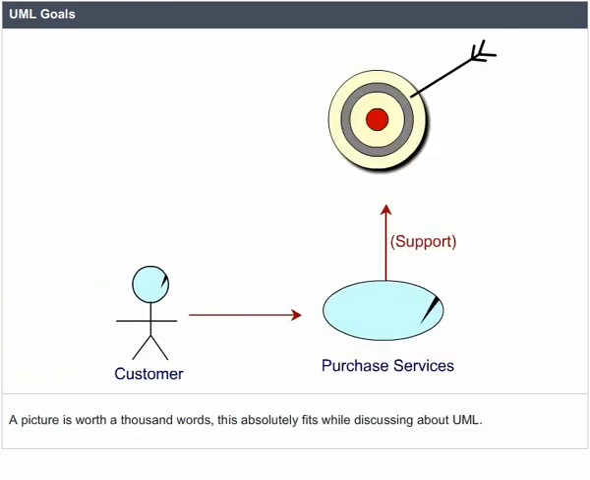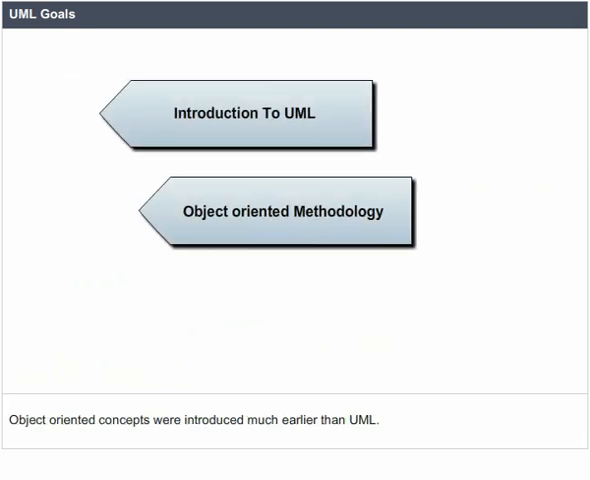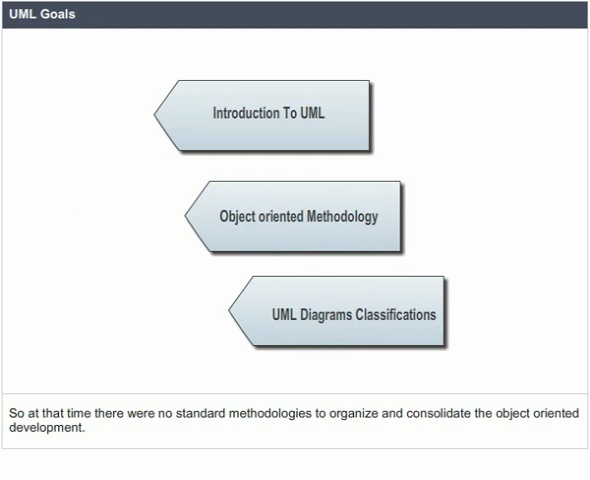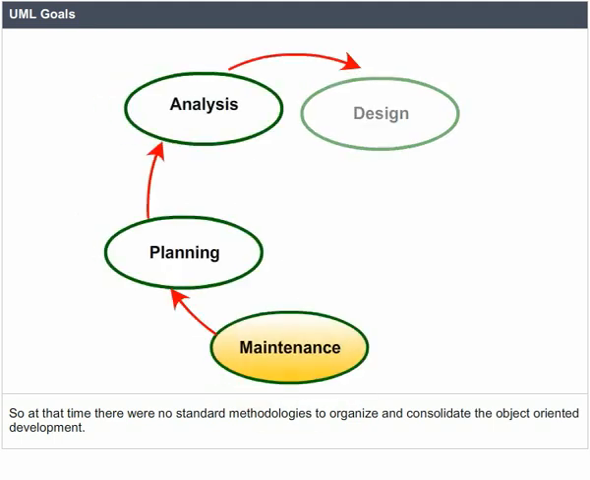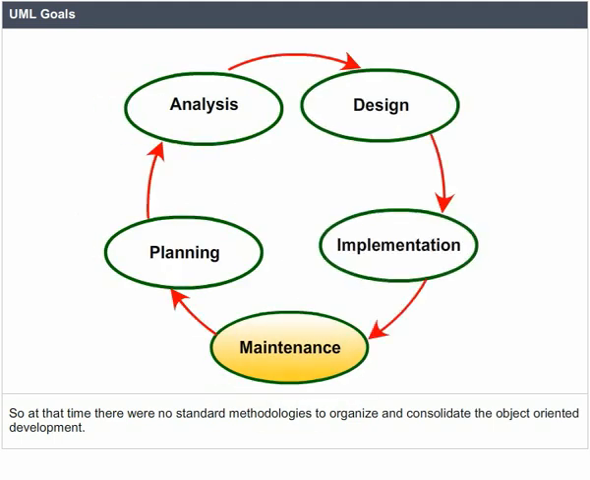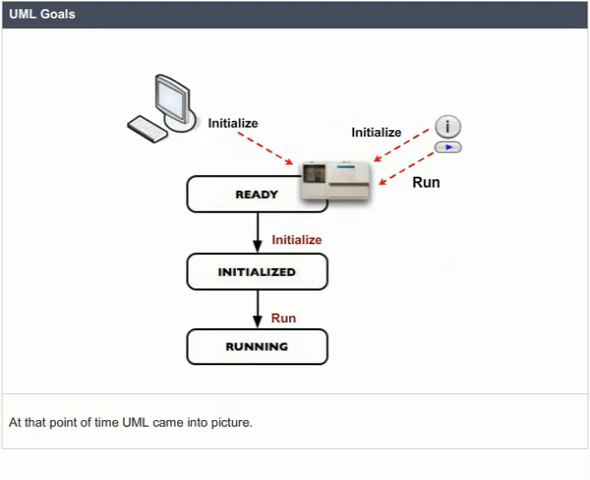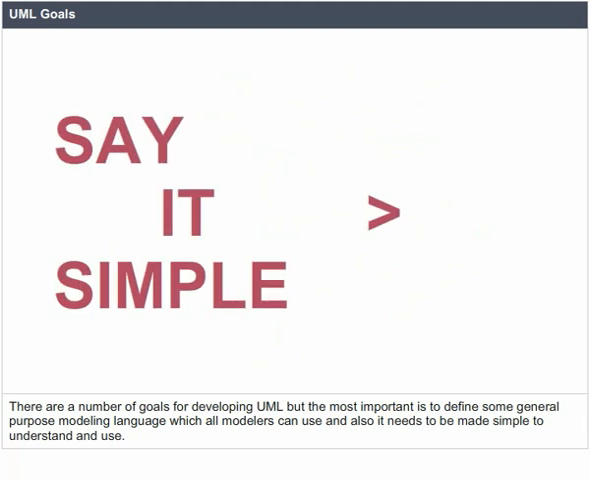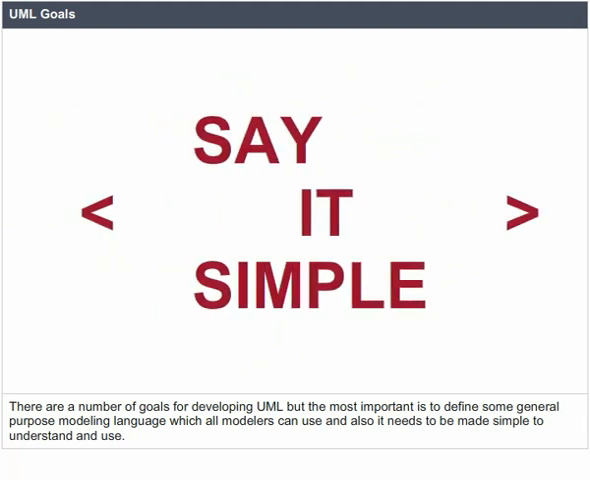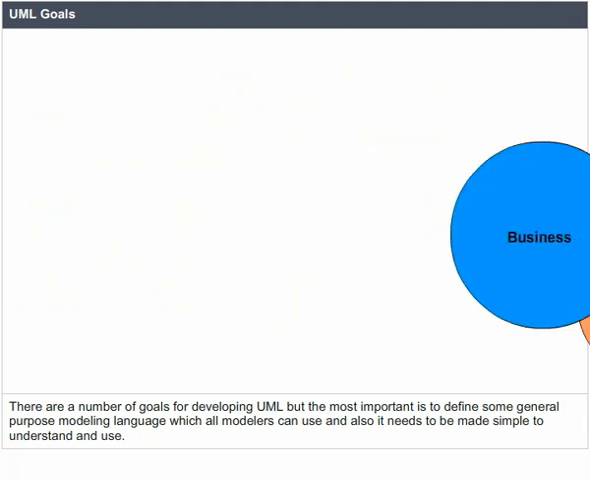UML goals. A picture is worth 1,000 words. This absolutely fits while discussing about UML. Object-oriented concepts were introduced much earlier than UML. So at that time, there were no standard methodologies to organize and consolidate the object-oriented development. At that point of time, UML came into picture. There are a number of goals for developing UML, but the most important is to define some general purpose modeling language which all modelers can use, and also it needs to be made simple to understand and use.